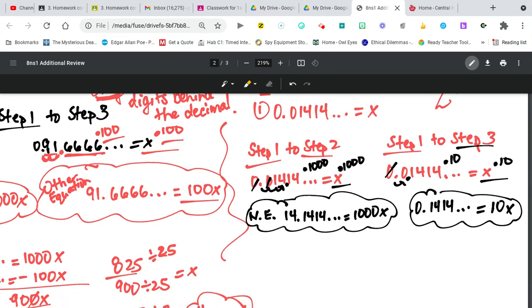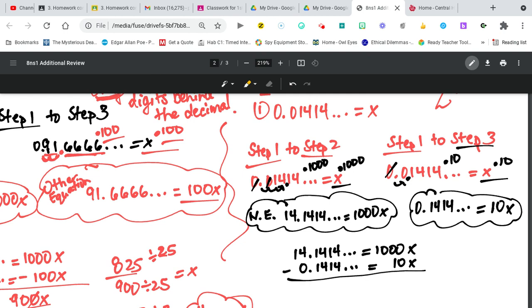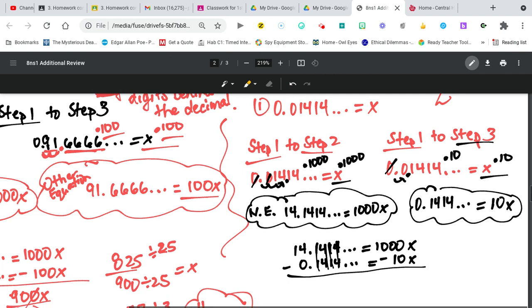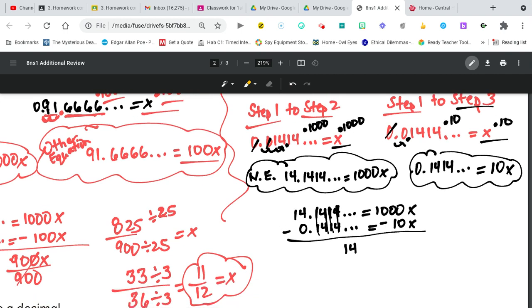All right, so I have 14.1414 and so on equals 1,000x. And I'm going to stack it with the other one, which just means line your decimals up. And I've got 10x's. Then after you stack, you're supposed to subtract. 0, 0, 0. 14 minus 0 is 14. And then I have 1,000 x's minus 10 x's. Oh, that's a 10. Sorry.